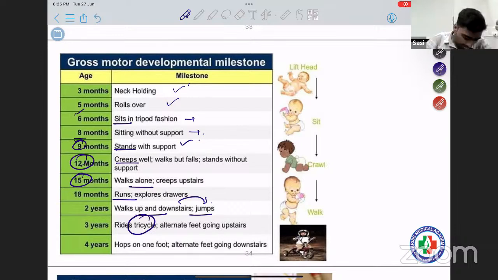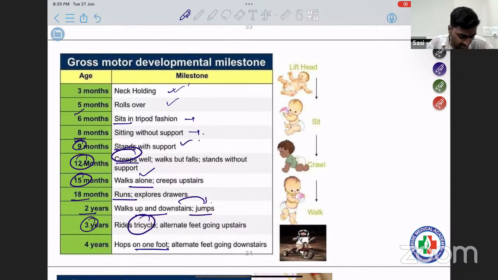Just remember in sequence. First neck holding, then rollover, then sit with support at 6 months, sit without support at 8 months, stand with support at 9 months, creeping at 12 months, the baby walks alone at 15 months, and starts running at 18 months. Around 2 years the baby will walk up and down and also jump. Around 3 years, remember 3 for riding a tricycle. Around 4 years, it will hop on one foot.